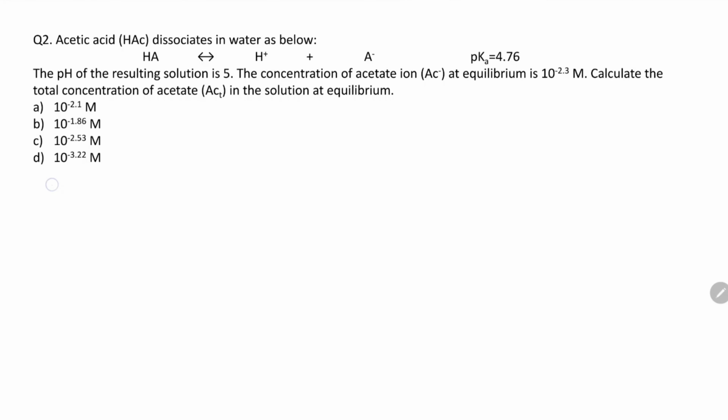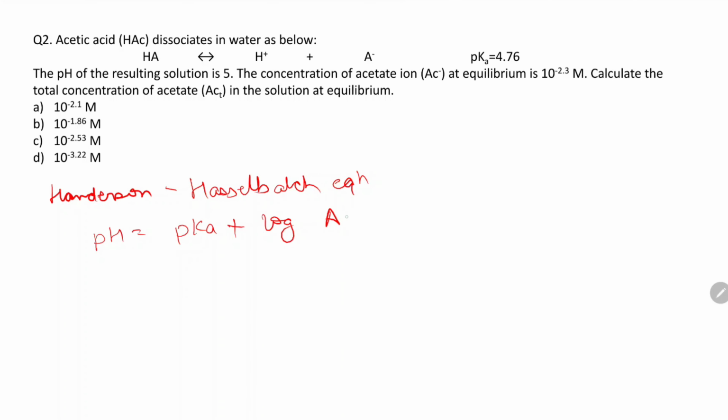So as we know, the Henderson-Hasselbalch equation gives the relation between pH, pK and the concentration of the protonated and deprotonated forms of the acid. So here from the question we have pH as 5 and pK as 4.76.